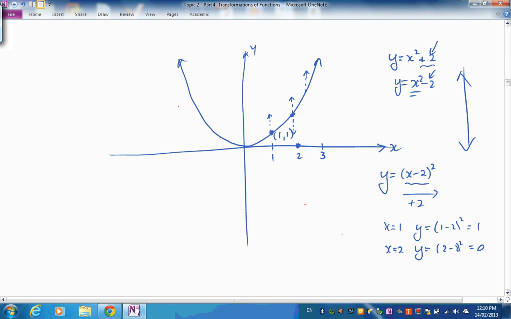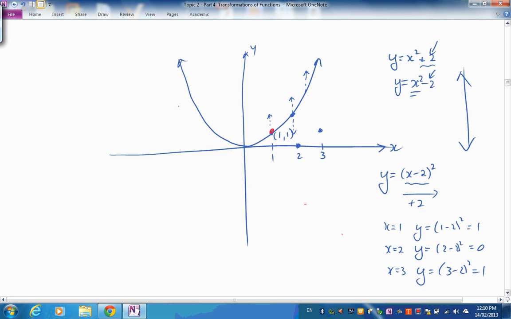Put in x is 3. Let's do it. Y equals 3 take 2 squared, comes to 1. So this is 1. So see what I'm doing? I'm plotting some points over here for x take 2 all squared.